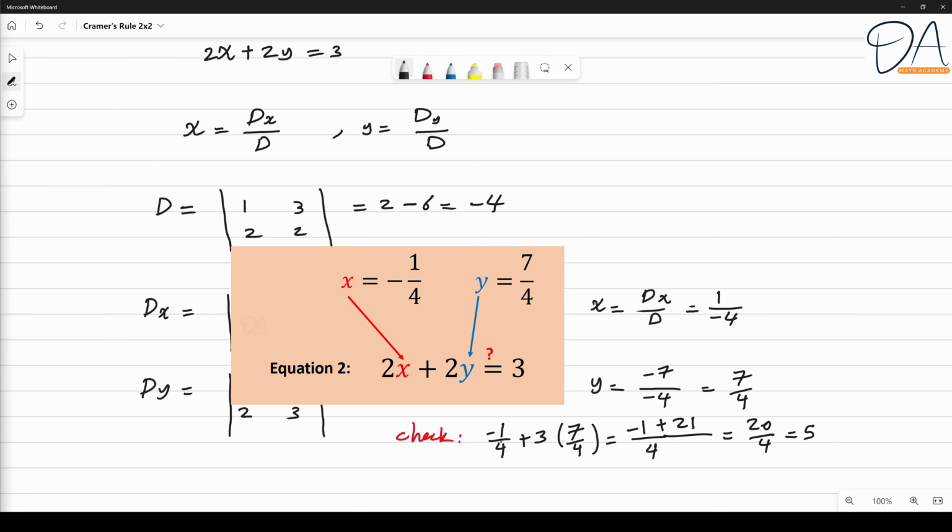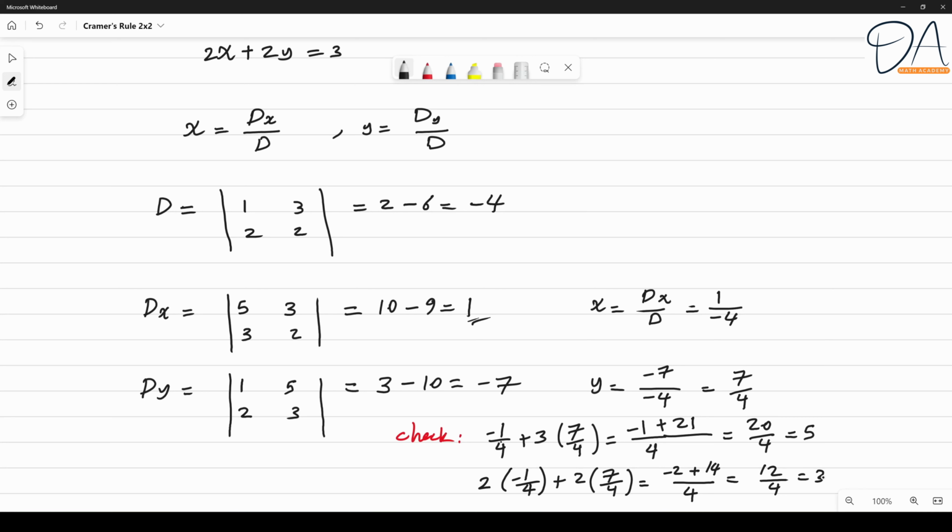And the second equation, if we substitute in the second equation, so we'll have 2 times the value of x that we get, which is minus 1 over 4, plus 2 times the value of y, 7 over 4. And then we have 4 here, minus 2 plus 2 times 7, that gives you 14. 14 minus 2 gives us 12 over 4. This gives us 3. So this is the right-hand side of the second equation. So we can see that the solution is correct.